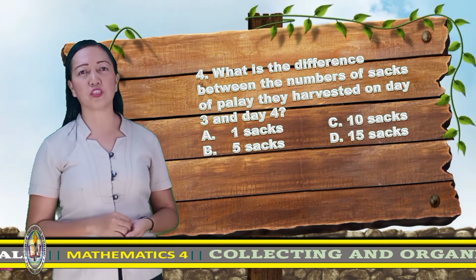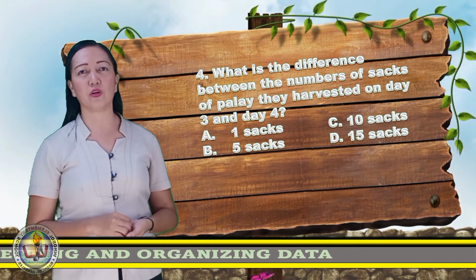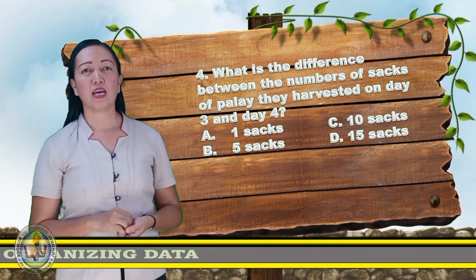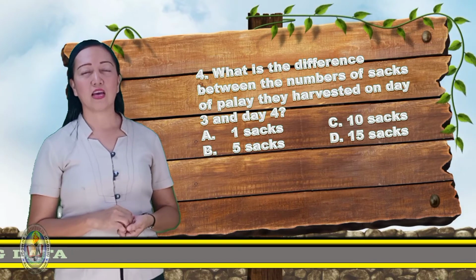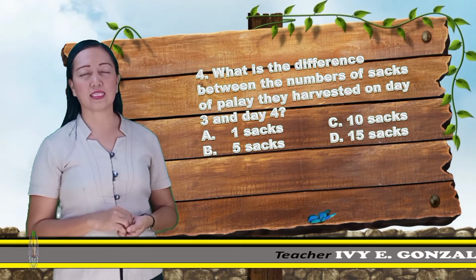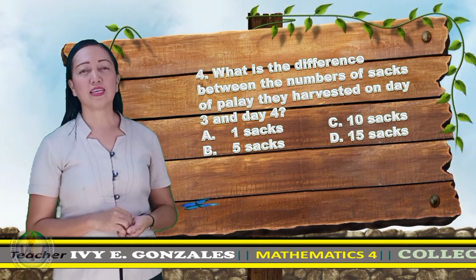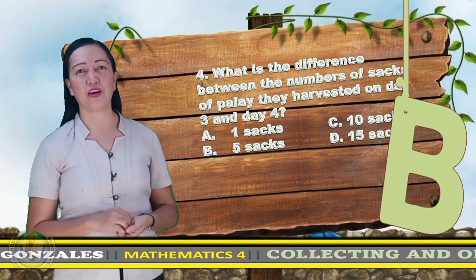Number 4. What is the difference between the numbers of sacks of palay they harvested on day 3 and 4? A. 1 sack. B. 5 sacks. C. 10 sacks. D. 15 sacks. Yes, the answer is B. 5 sacks.